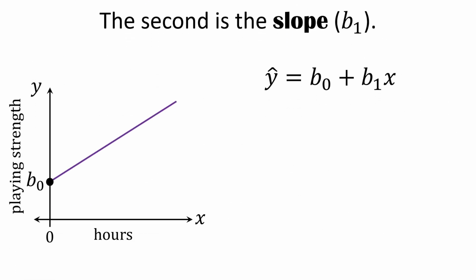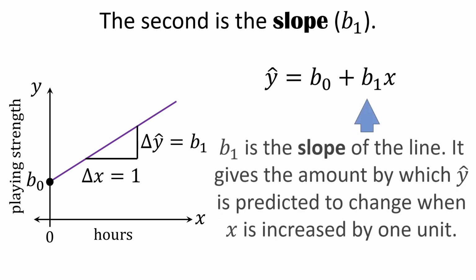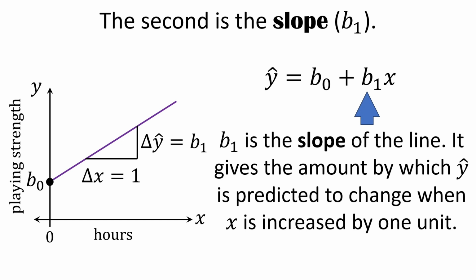The second number is called the slope, and the slope tells you that if the x value were to increase by 1 unit, it tells you how much the y value will change by. Right, so B1 is the slope of the line. It gives the amount by which y hat is predicted to change when x is increased by 1 unit.